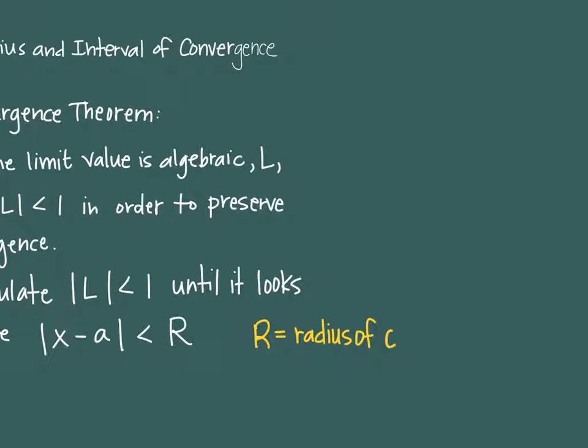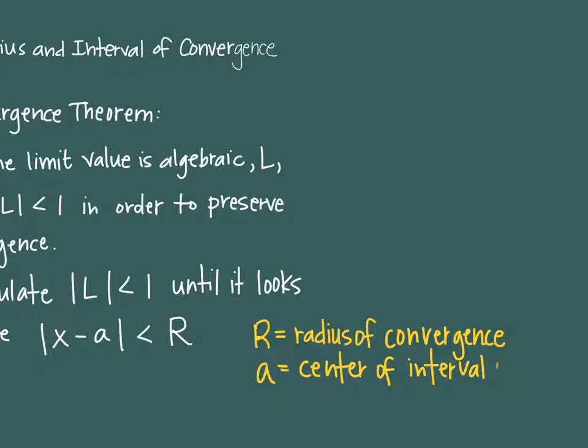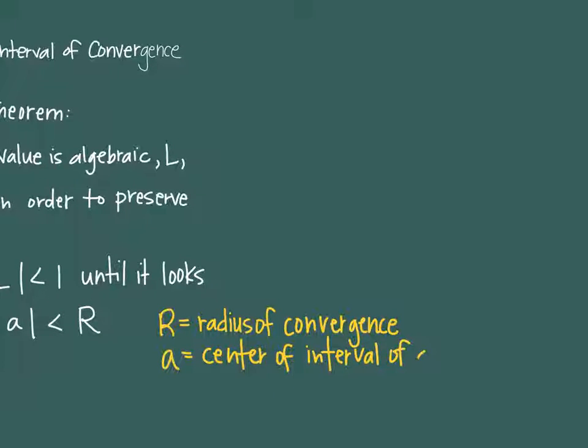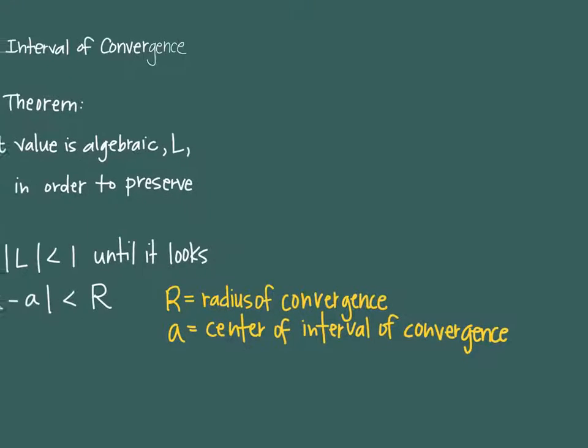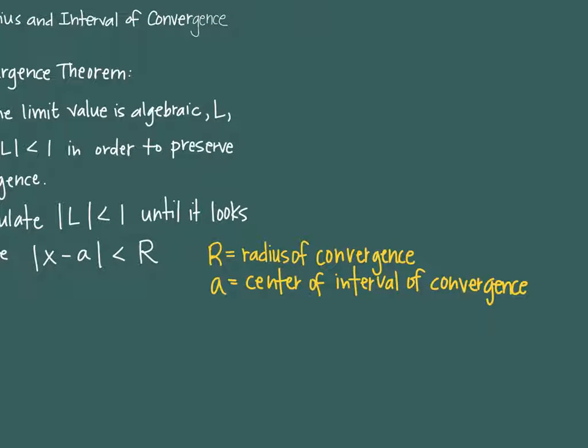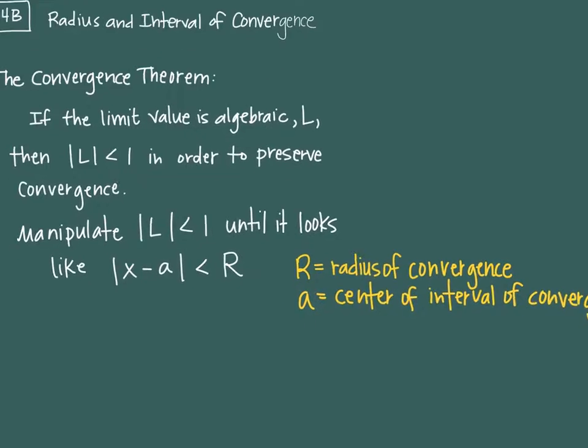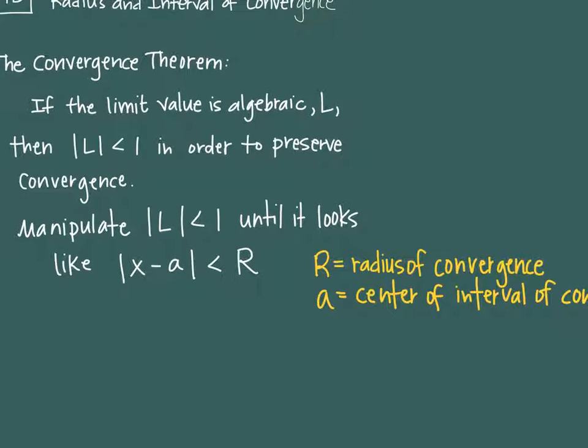A is what we know to be the center already. A is the center of the interval of convergence. So A is that focus point, like we're focusing on this particular point, and the radius being this much to the left and this much to the right, within that is where convergence will happen. So when they are talking about radius, that's what they mean. It's the value that you get when it's in that form.